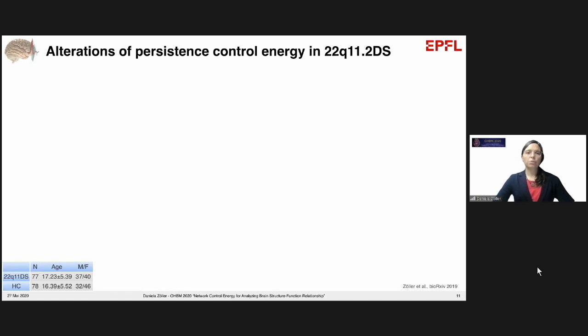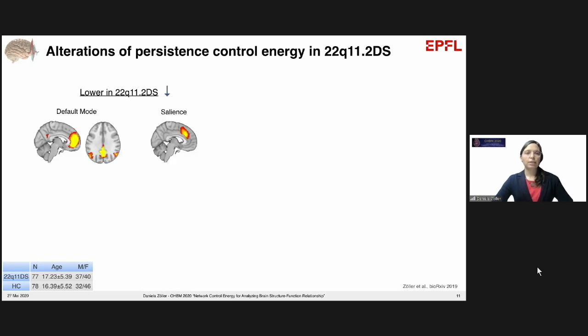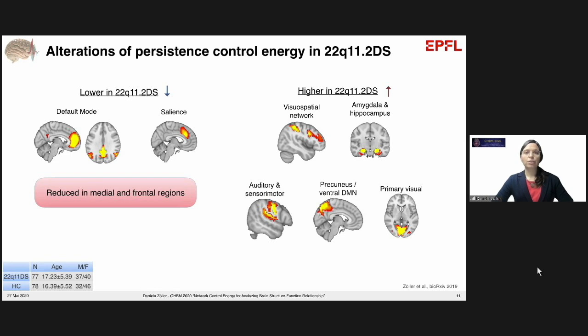Then we wanted to see how this persistence control energy is altered in patients with 22q11 deletion syndrome. And we found that in particular in 3 brain states, 2 that are part of the default mode network and the salience network, the persistence control energy was reduced in these patients. And in another set of brain regions, including the amygdala and hippocampus and more posterior brain states like the precuneus and the visual state, the energy was increased for these patients.